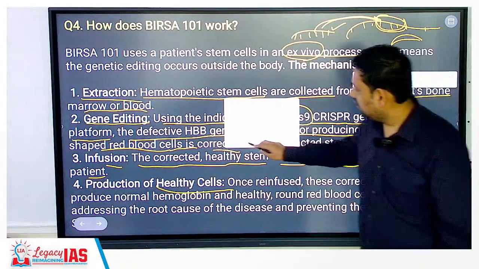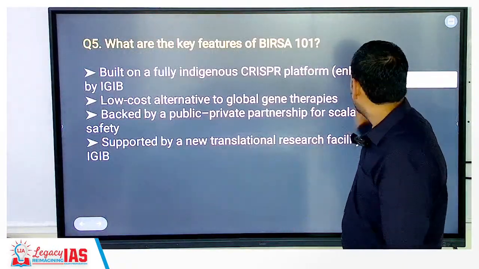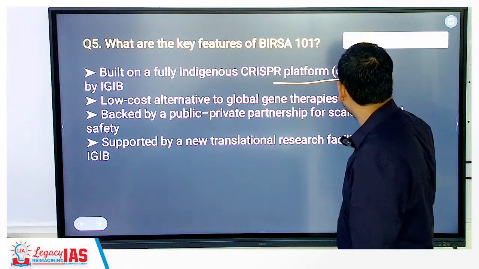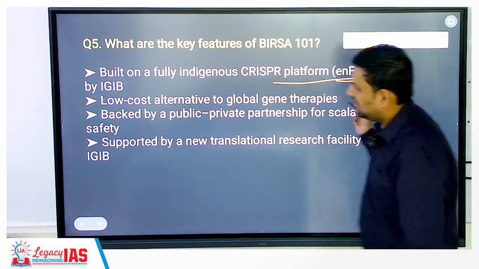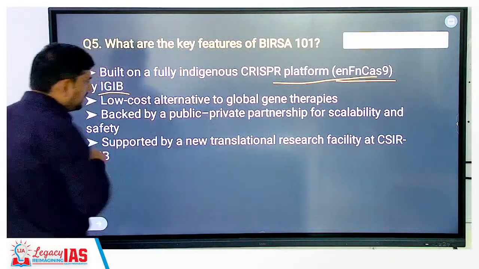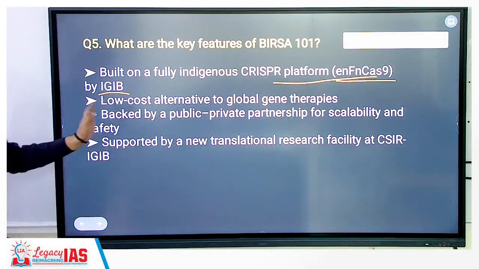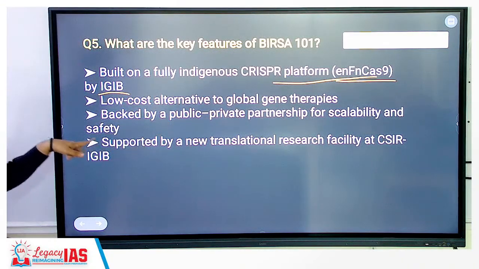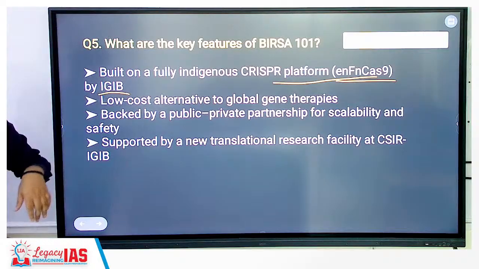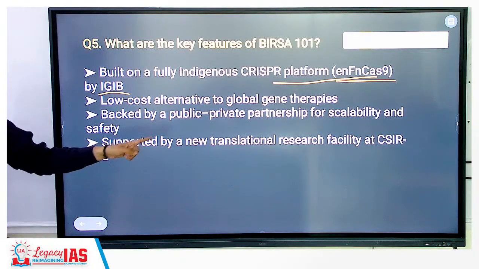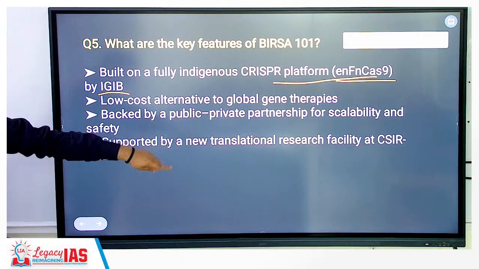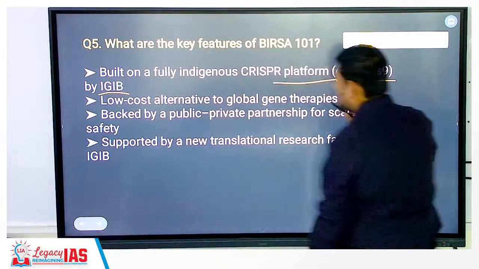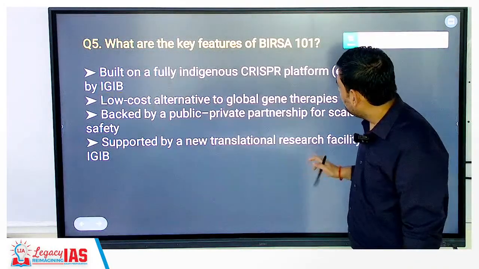Then key features. This is built on a fully indigenous CRISPR platform that we have developed, NFN Cas9. Then a low cost alternative to global gene therapies, backed by a public private partnership for scalability and safety. How PPP? One is CSIR and the other is Serum Institute. Then supported by a new translational research facility. This is fine. So this is what BIRSA 101 achieves.